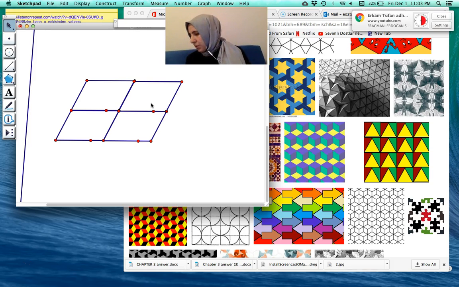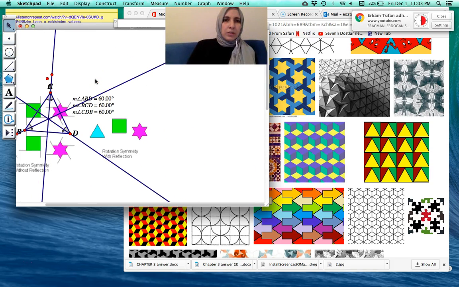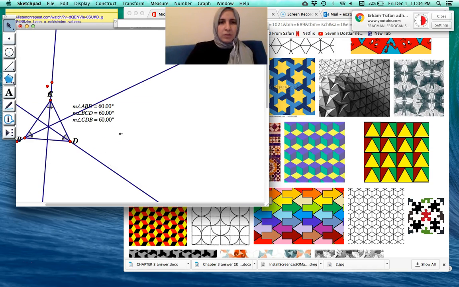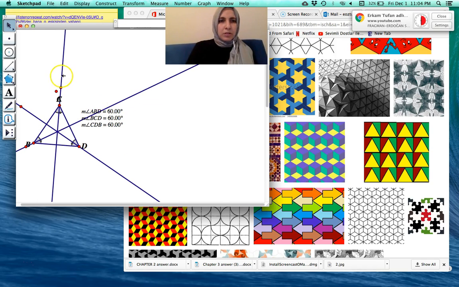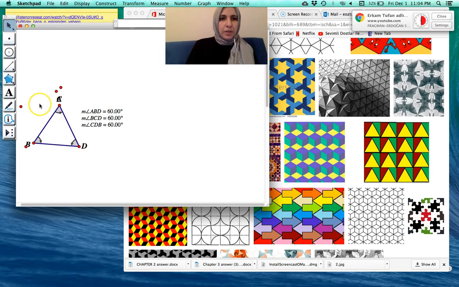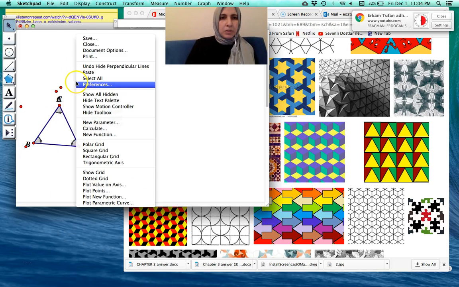Question 30. We saw earlier that an equilateral triangle will tessellate. Will any triangles tessellate? Explore using your DGE and provide an explanation or counterexample. This is my equilateral triangle, and let's hide these symmetry lines. What about tessellation?